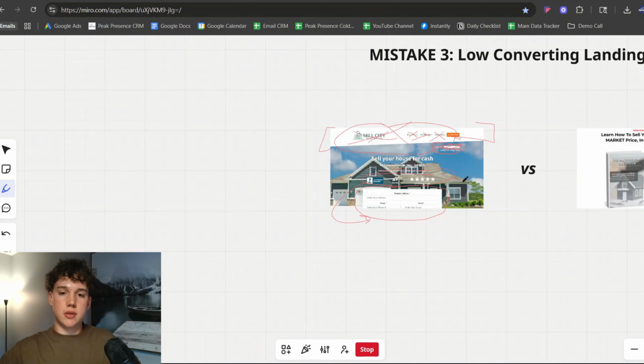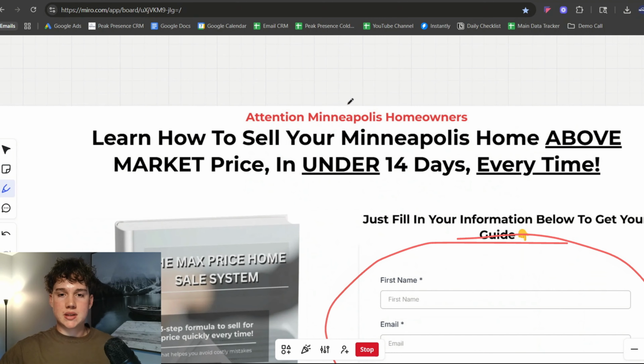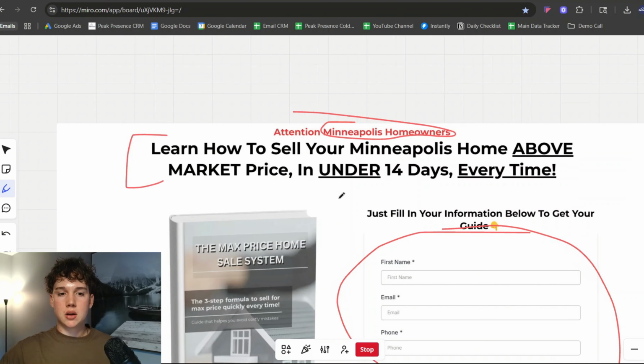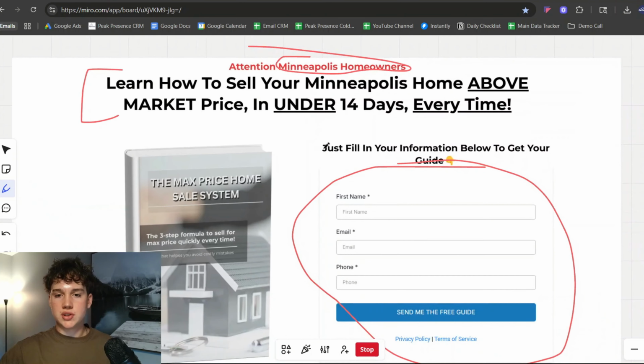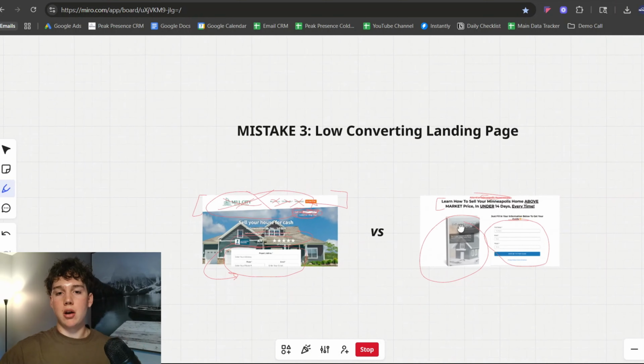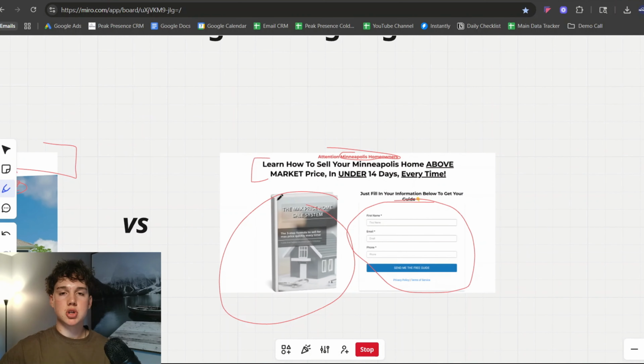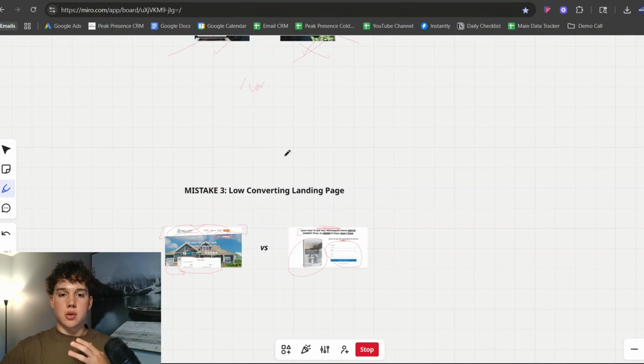There are too many places to click around. Whereas this one right here, it's, hey, attention Minneapolis homeowners, again, calling out who it's for, basically reiterating what was in the ad, and then you show what they're getting. And then also the form is above the fold, and that's going to be a much higher converting landing page. You can also test different stuff again, but just keep it simple, keep it direct, keep it congruent with the message in the ad. So those are the 3 mistakes right there.